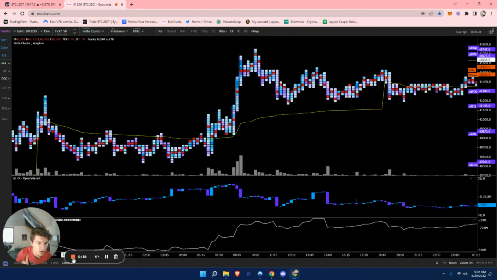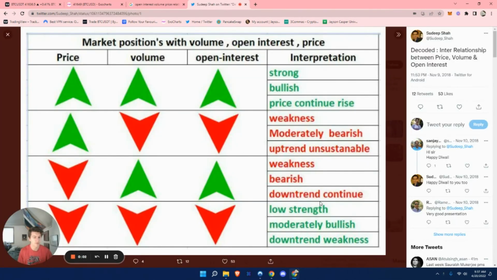Now, finally, to put things all together, courtesy of Sudeep Saw on Twitter, he made this chart that relates price, volume, and open interest, what we talked about. The first rule is when you have all three increasing, it is a strong bullish sign. When you have price increasing, but volume and open interest are decreasing, it's generally a weak sign and moderately bearish. When you have price decreasing and volume and open interest increasing, it's usually pretty bearish.